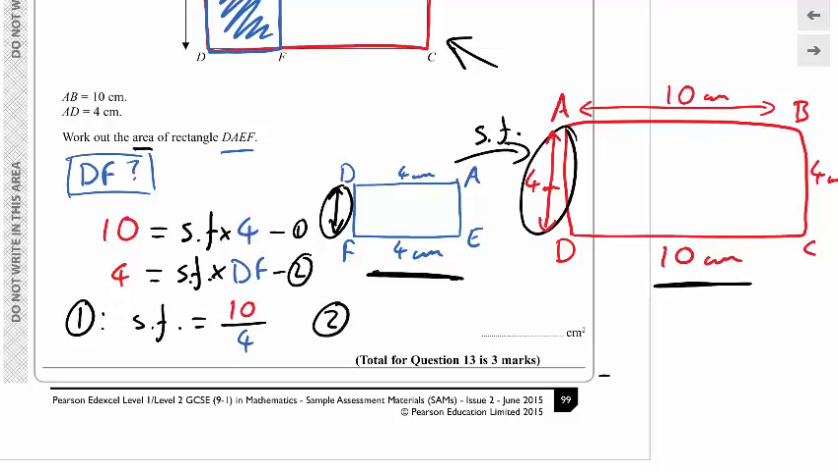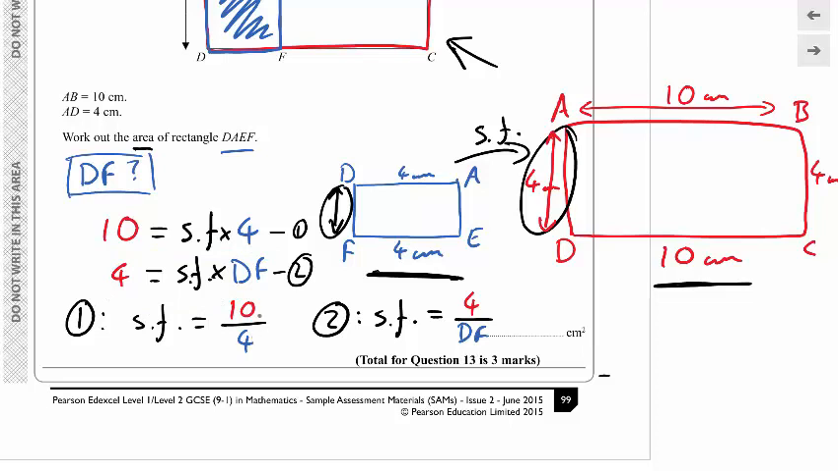Likewise, I can rearrange equation 2. At the moment I've got SF times DF. So if I just want SF on its own, I make it DF times smaller. SF is just equal to 4 divided by DF. I've divided by 4 in the first equation, and by DF in the second equation. Now look what this is saying.